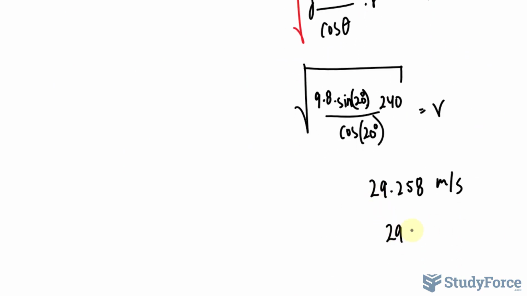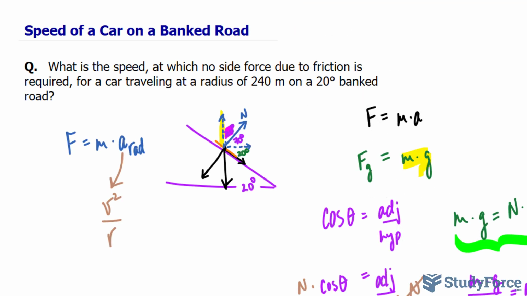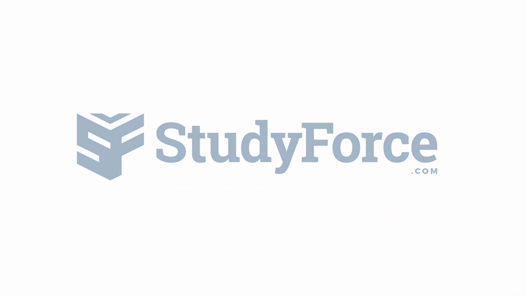Now, if we want this to the correct number of significant figures, you can simply write down 29 meters per second. And there you have it. That is how we can relate the speed of a vehicle driving on an incline with the normal force and gravity.